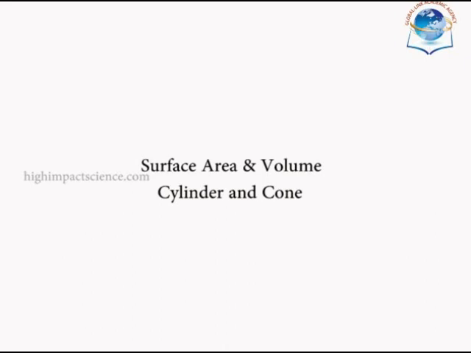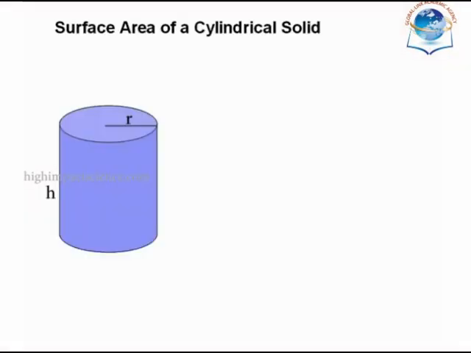Lastly, we shall look at the surface area and volume of solids, and in particular we shall look at the cylinder and a cone. We start with surface area of a cylinder. So here is a cylinder of radius r and height h.